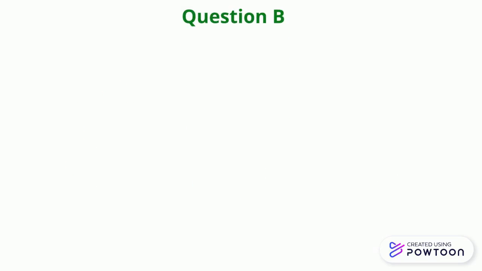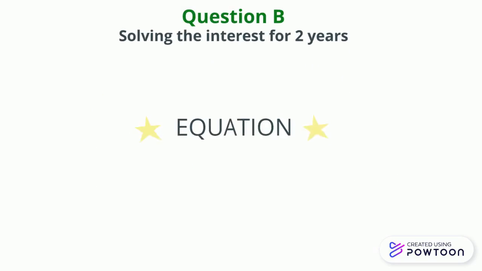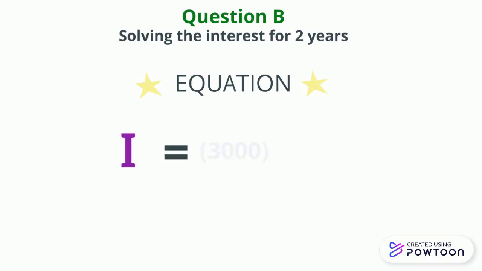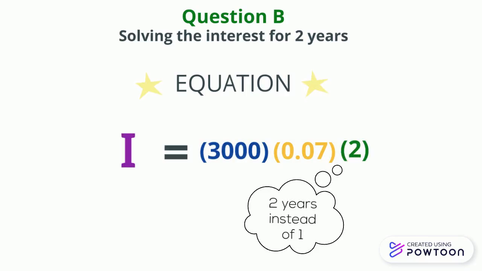Moving on to solve B, solving the interest for 2 years. To solve for 2 years, the equation would be I equals 3,000 times 0.07 times 2. The difference in this equation is that the time is 2 instead of 1, since we are solving for 2 years.